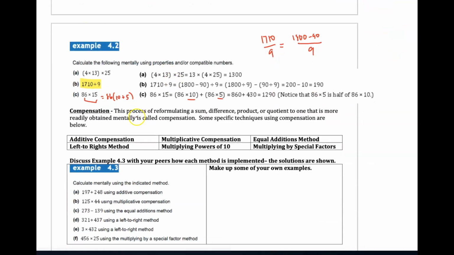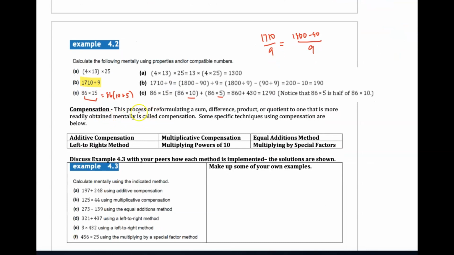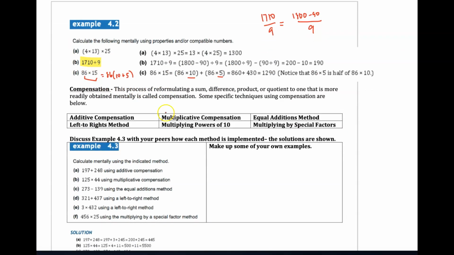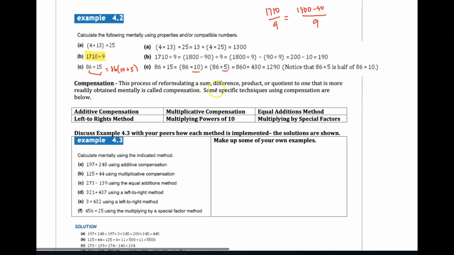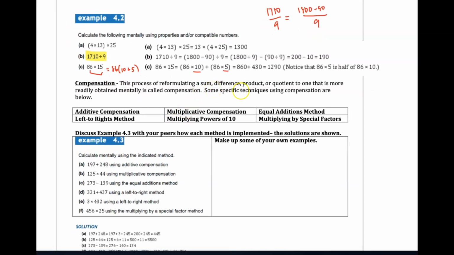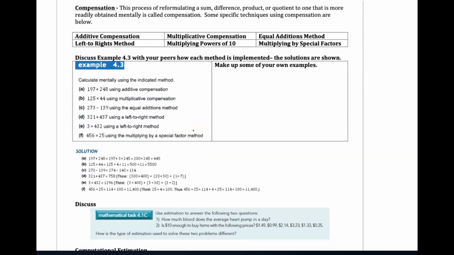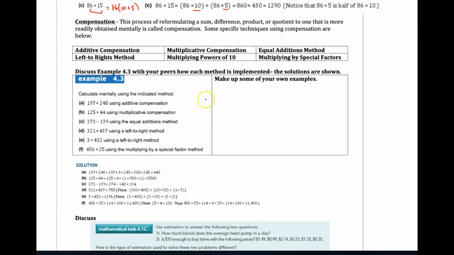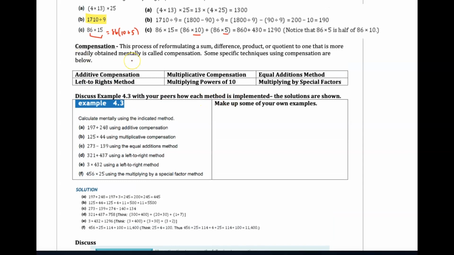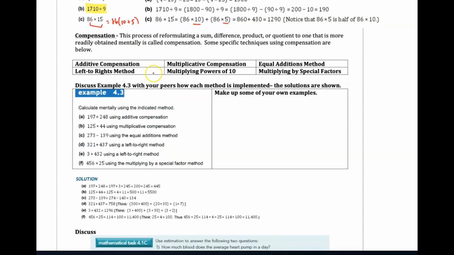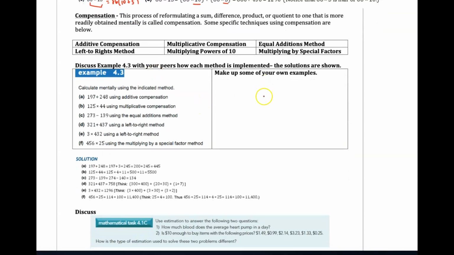Now this other idea of compensation is really what we've been doing here, this reorganizing or reformulating a sum, difference, product, quotient to one that is more readily obtained mentally, right? It's called compensation. So any method you use to try to solve problems mentally in a way without having to use algorithm is a process called compensation. You're using your number sense and understanding of numbers to solve problems here.